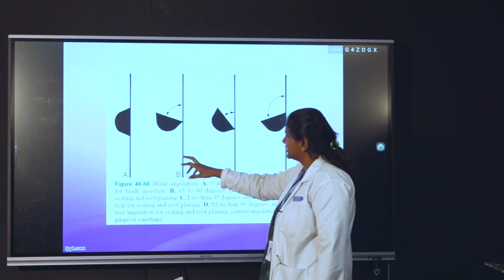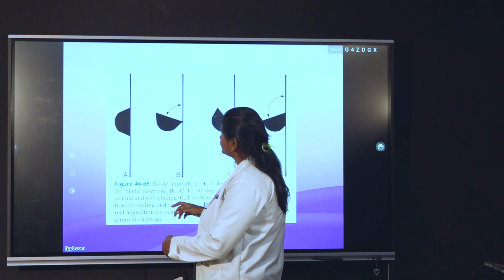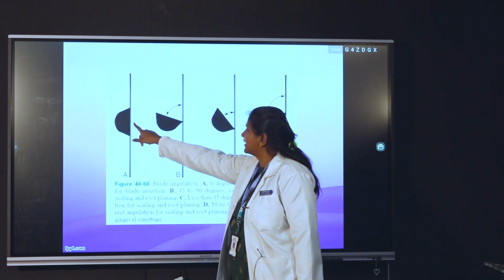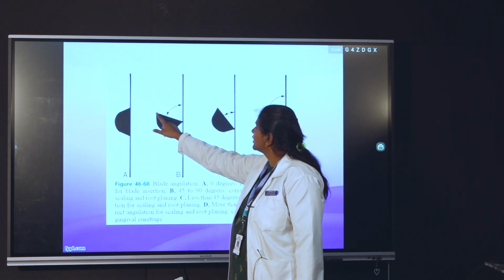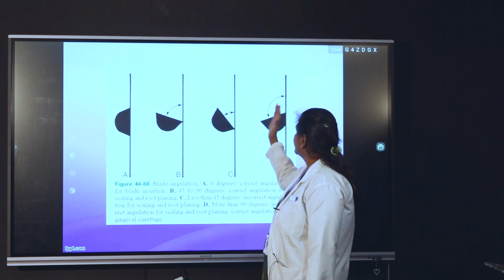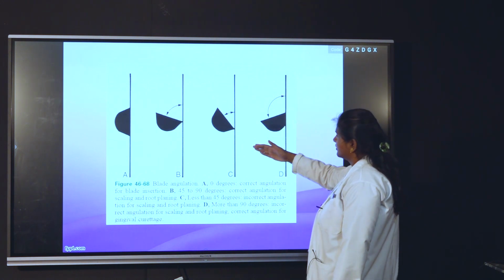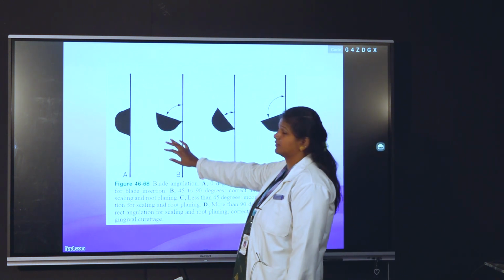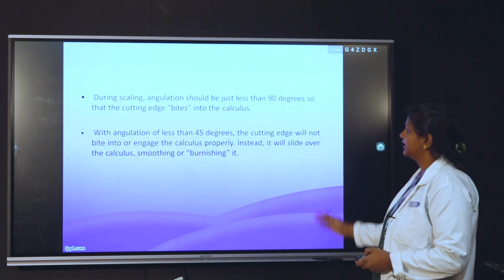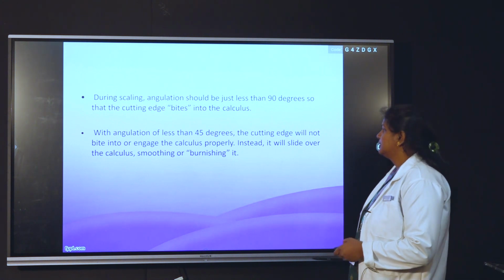See, the blade angulation: this is the tooth and this is the blade of the instrument, which is parallel to the tooth, and this is 45 degrees angulation of the instrument. If it is below 45 or above 90, we can cause trauma to the tooth or the soft tissue. So this is the correct angulation of the blade to the tooth. During scaling, it should be 45 to 90. If not, burnishing will occur.